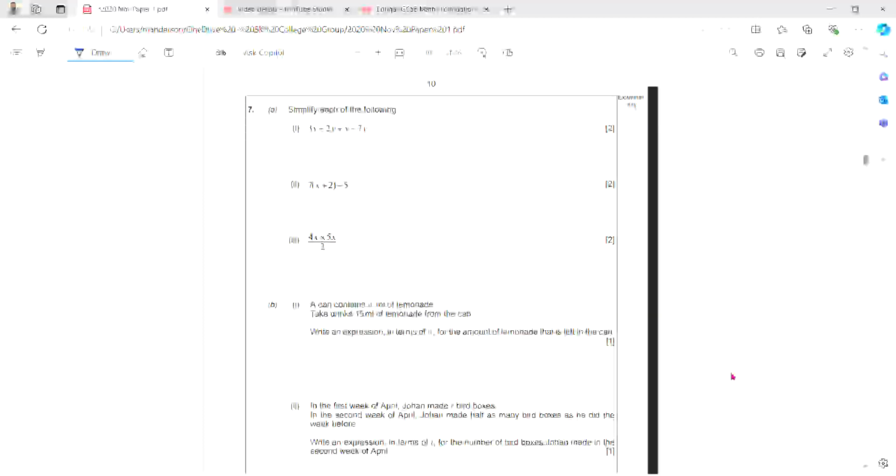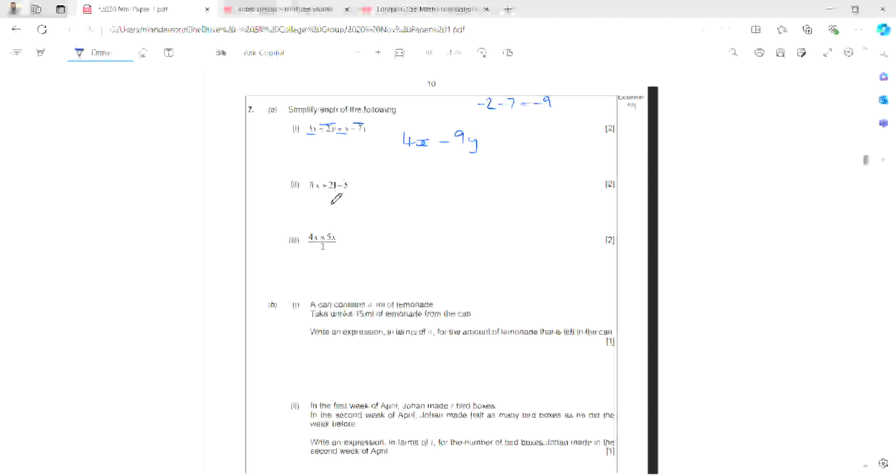We then have some algebra. So 3x minus 2y plus x minus 7y. So we're going to group our x's with our x's. So 3x plus x is 4x, and our y's with our y's. So it's minus 2 minus 7. And if you start on minus 2 and you take away another 7, we're going to go down to minus 9. So we get minus 9y.